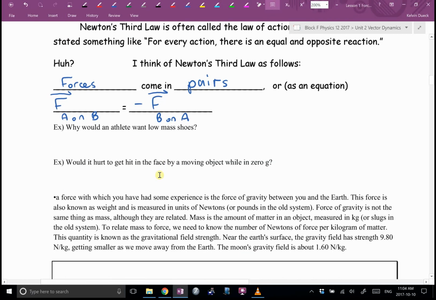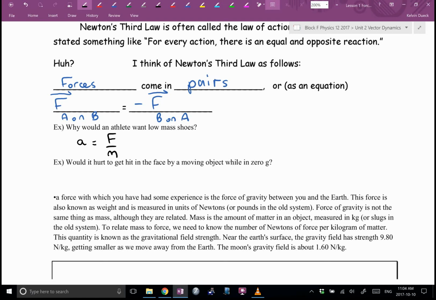So just this part allowed us to already come to some conclusions. Why would an athlete, a sprinter, want low mass shoes? Less mass, more acceleration. I like the way Pat phrased it. A equals F over M. Let's suppose you've lifted weights and you've maximized the force that your legs can put out. What else is there in that equation? You can make M smaller.